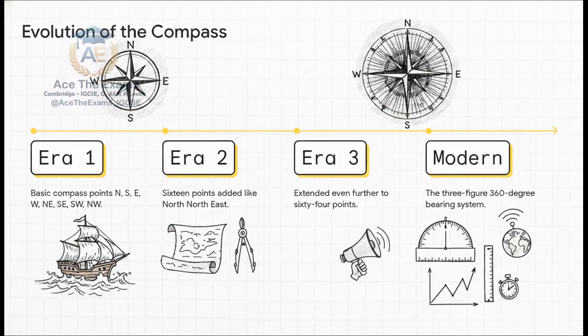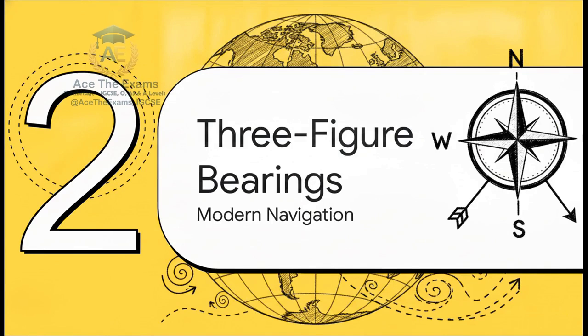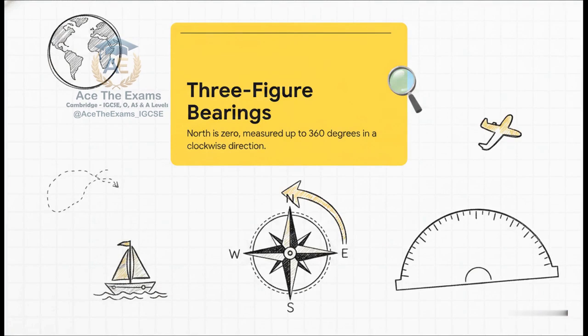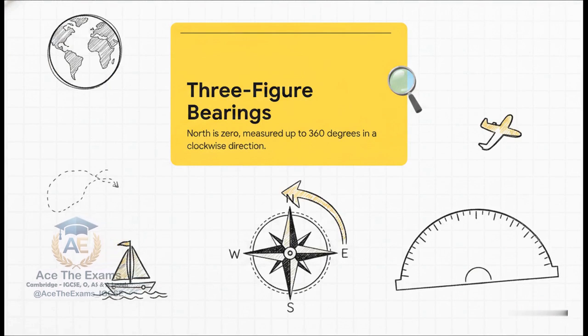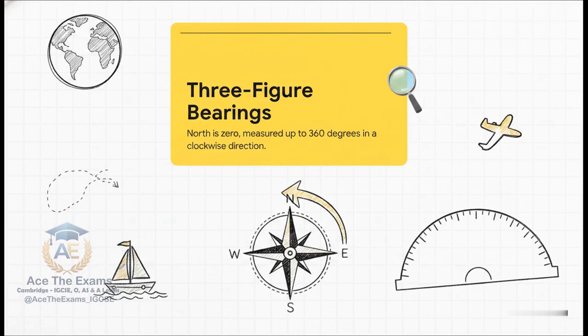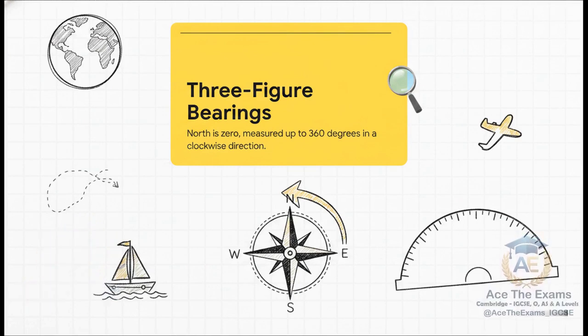Okay, let's look at exactly what that modern precision looks like. Section 2. Three-figure bearings explained, the modern navigation standard. Pay close attention here, because this is where our student Sam loses massive points. The three-figure bearing system relies on two unbreakable rules, and these are exactly what the Cambridge command words are testing you on. First, north is always your zero, specifically written as 000 degrees.